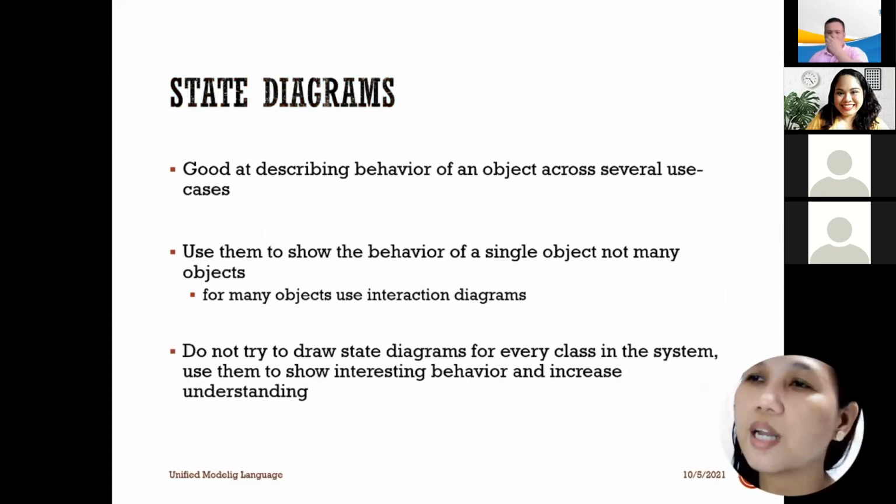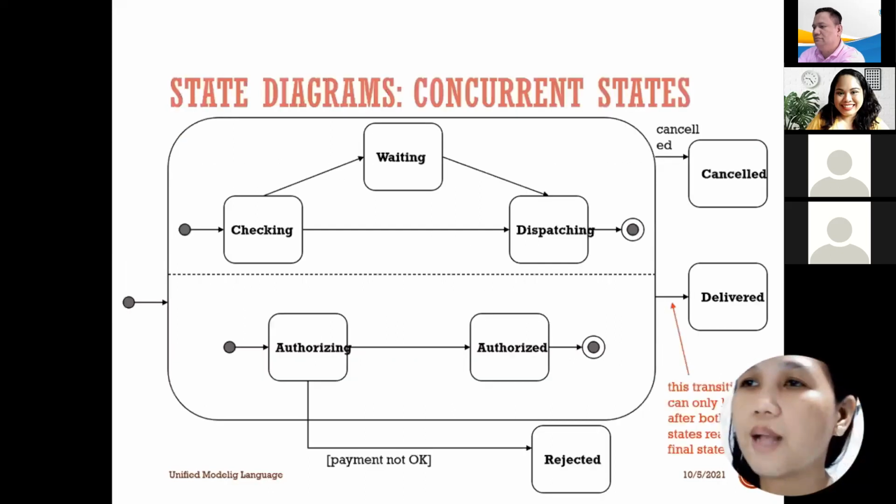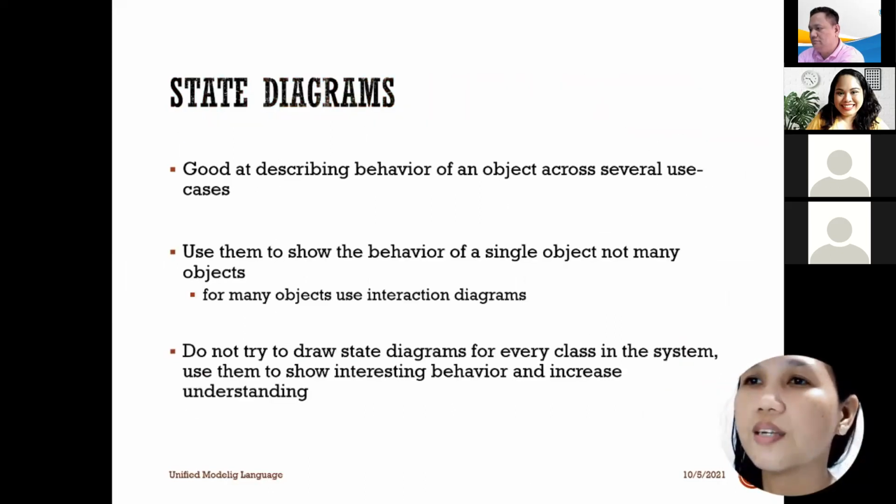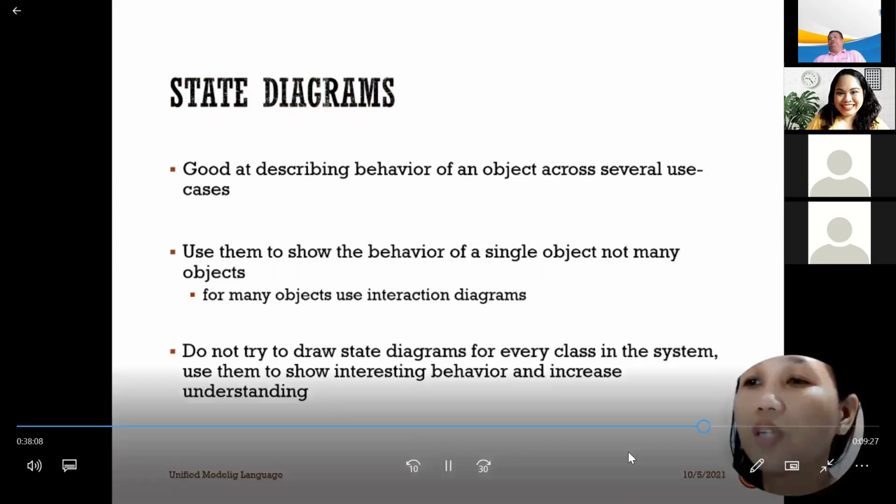State diagram is good at describing the behavior of an object across several use cases. As you can see in our example, we have different types of cases presented here, and we use them to show the behavior of a single object, not many objects. Do not try to draw a state diagram for every class in the system. Use them to show interesting behavior and increase understanding.